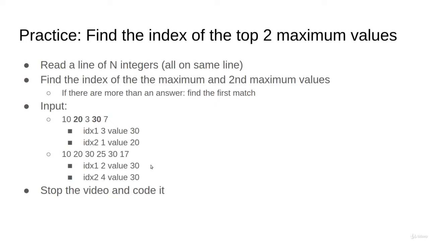Another example here: the maximum value here again is 30. The second maximum is also 30. So the index 2 and index 4. We would like to code and implement this problem. Give yourself a trial.